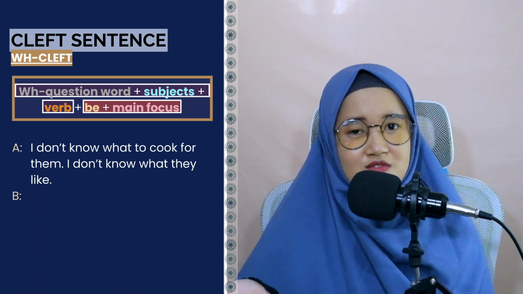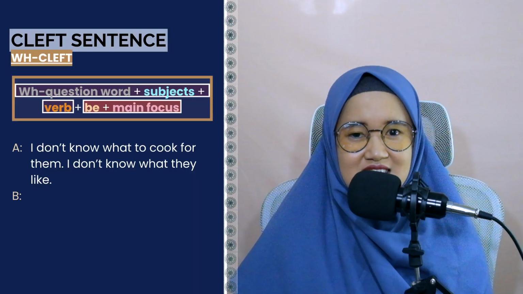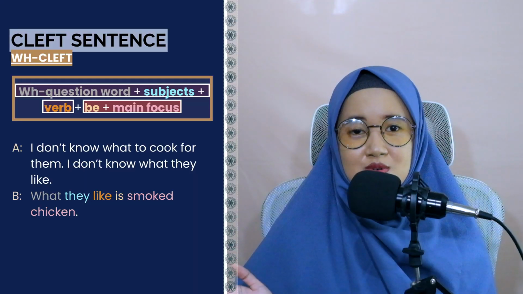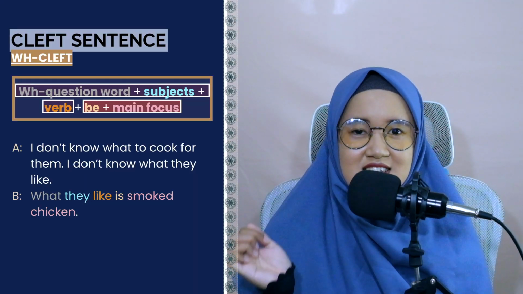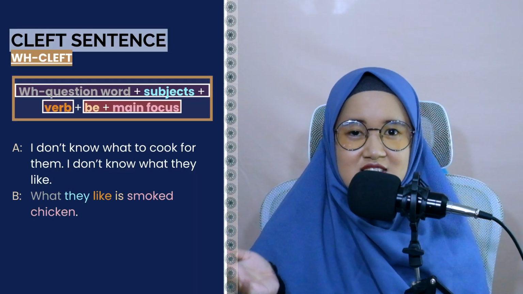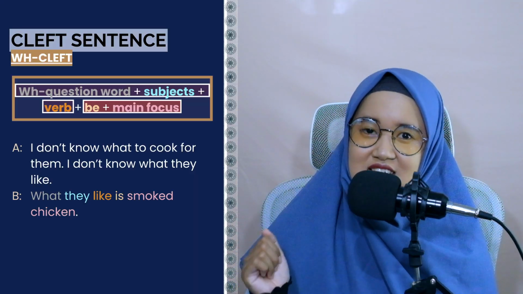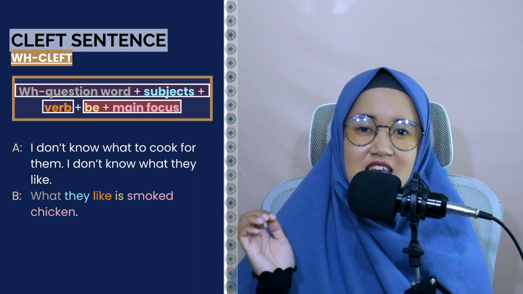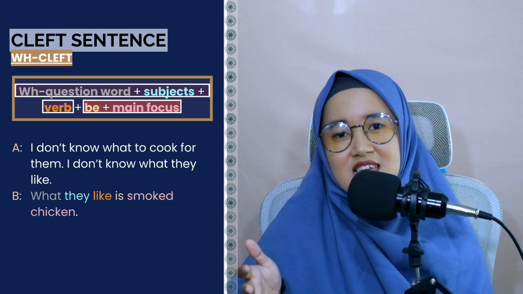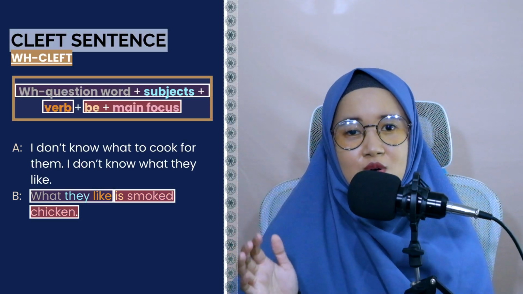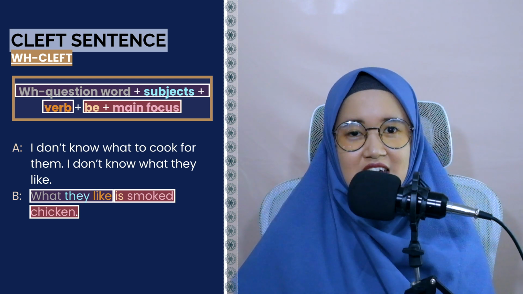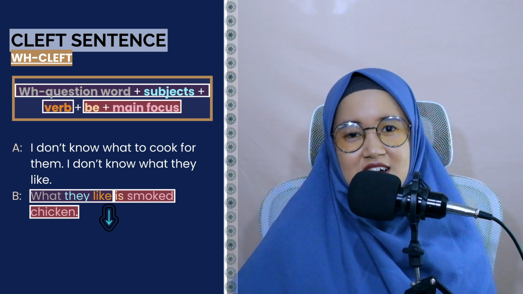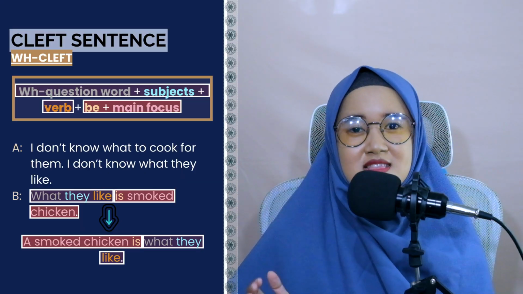I don't know what to cook for them. I don't know what they like. What they like is smoked chicken. In this WH cleft sentence, the WH question word is what. And as you can see, the main focus comes after is. It focuses that what they like is smoked chicken. So we have old information and new information. You can reverse this sentence into: a smoked chicken is what they like.